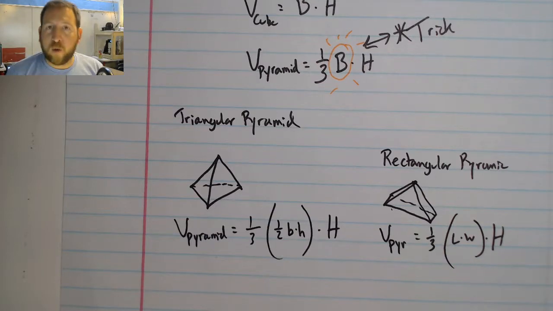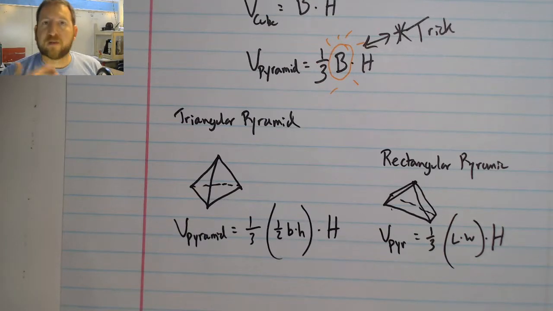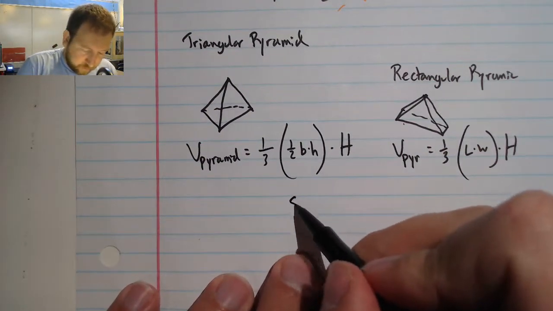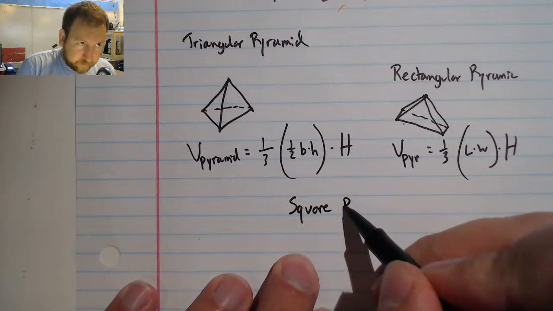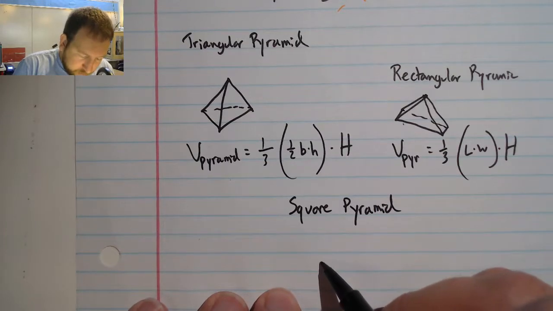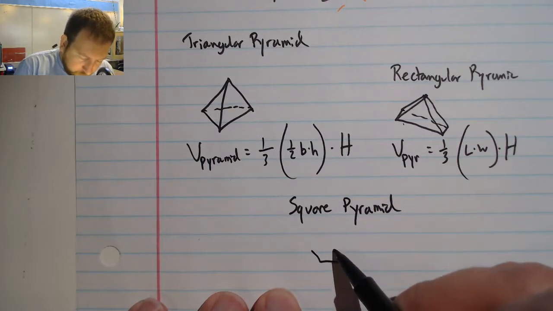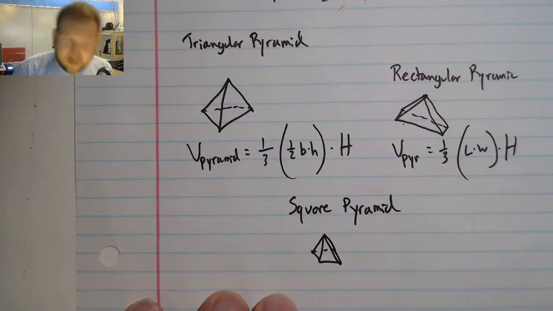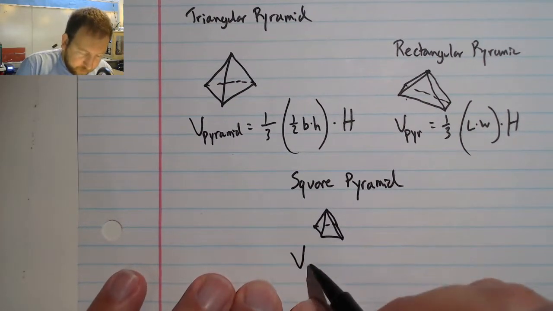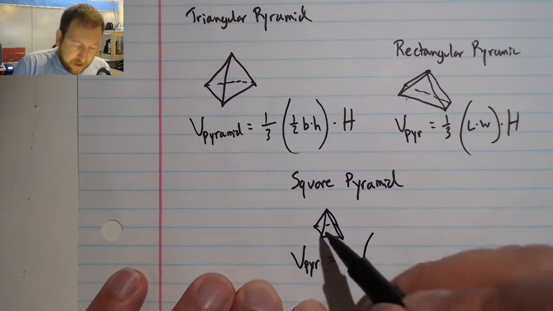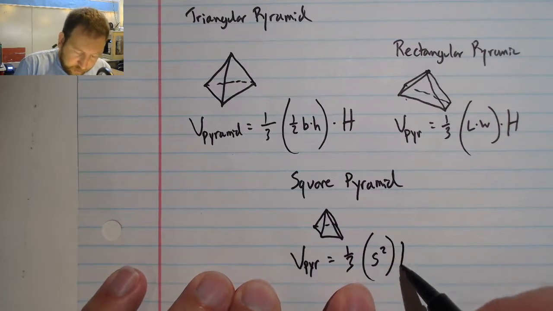And even if you have a square pyramid, it's going to be slightly different, because the base of a square, remember, is s squared. And that formula looks like this. My square pyramid looks like a terrible pyramid, but the formula will still work. My pyramid here is going to be 1/3. My base is going to be side squared times height.